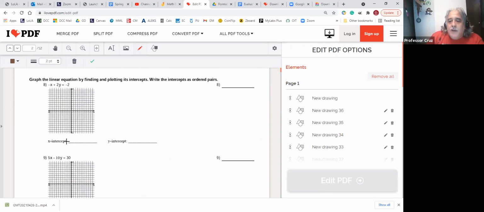All right, so they want the x and the y intercept. The x intercept is when y is equal to 0, and then the y intercept is when x is equal to 0. So let's go ahead and calculate those two. Let's do y equal to 0. And if y is equal to 0, notice that that thing's going to go away, and we're just left with negative x is equal to negative 2, or x is equal to 2.